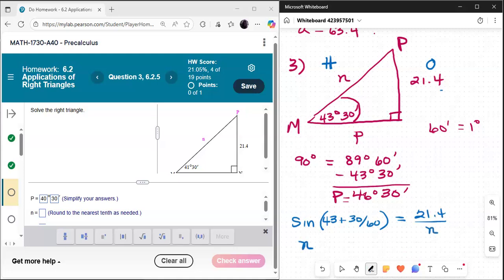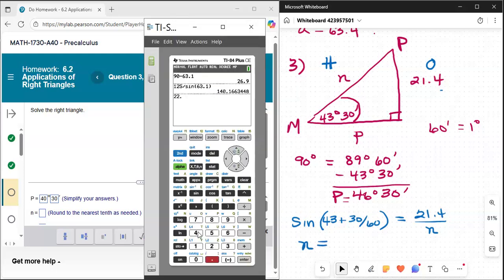So to solve for n, we have 21.4 divided by the sine of 43 plus 30 divided by 60. So n is equal to 31.1.